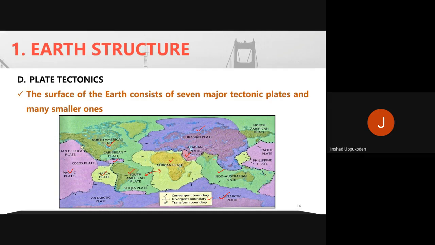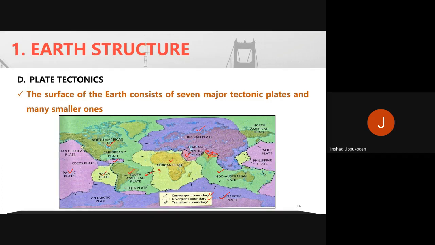Okay, and in other places they are moving together. For example, here the Indo-Australian plate is moving upward and this is moving downward. So this is actually a convergent boundary. The Himalayas have been formed here due to the convergent boundary. We'll discuss later how that happens.